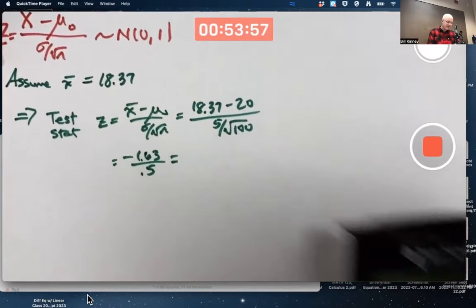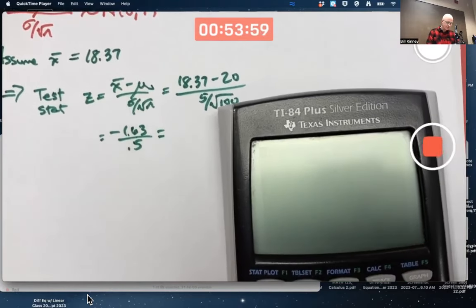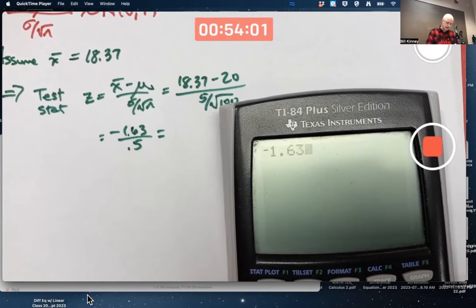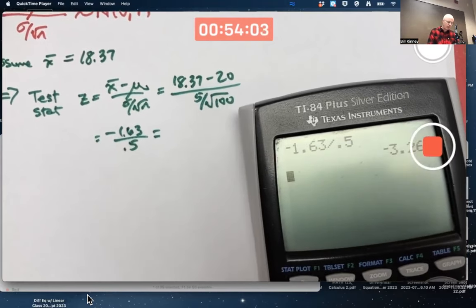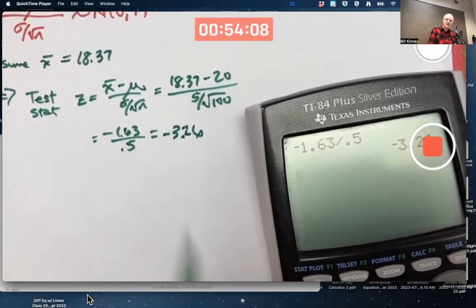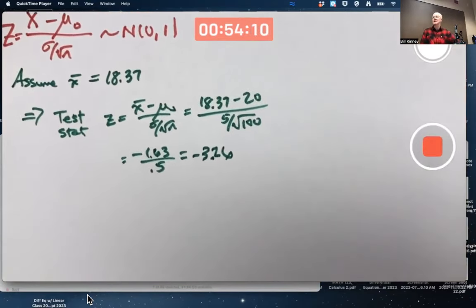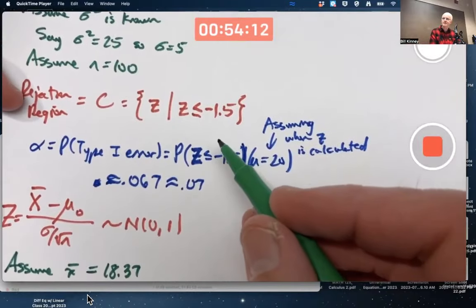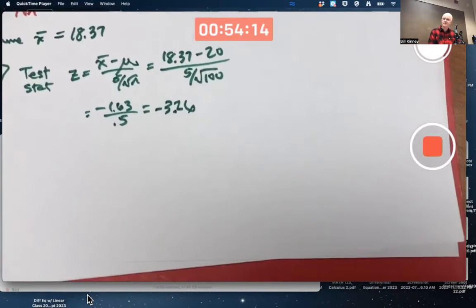We're getting a z value that is significantly far from 0. Negative 1.63 divided by 0.5, negative 3.26 is the observed value of the test statistic in this situation. In terms of z, it's in the critical region. We definitely reject the null here.